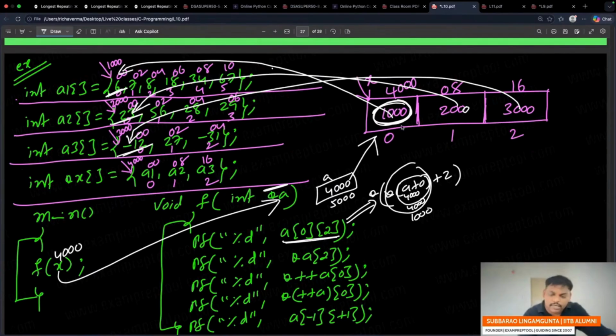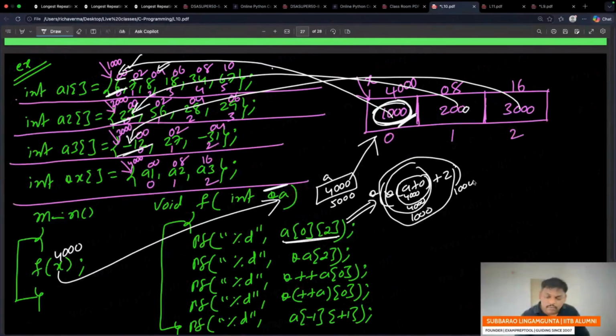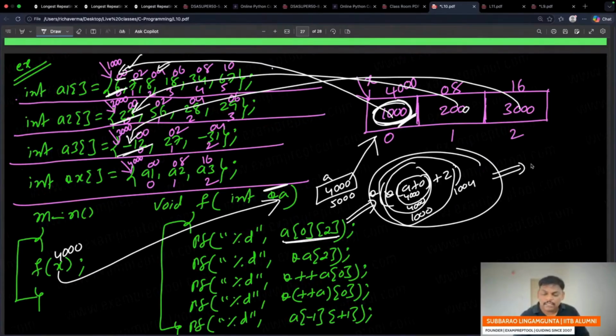See, now I am at here. When you say plus 2, wherever you are pointing, skip 2 people. You will be here. Plus 2, skip 2 people, which is going to be 1004. Skipping 2 people, here everyone is 2 bytes, so 4 bytes. It became 1004. Lastly, star 1004 is 8. The value at 1004 is 8, so 8 will be printed.